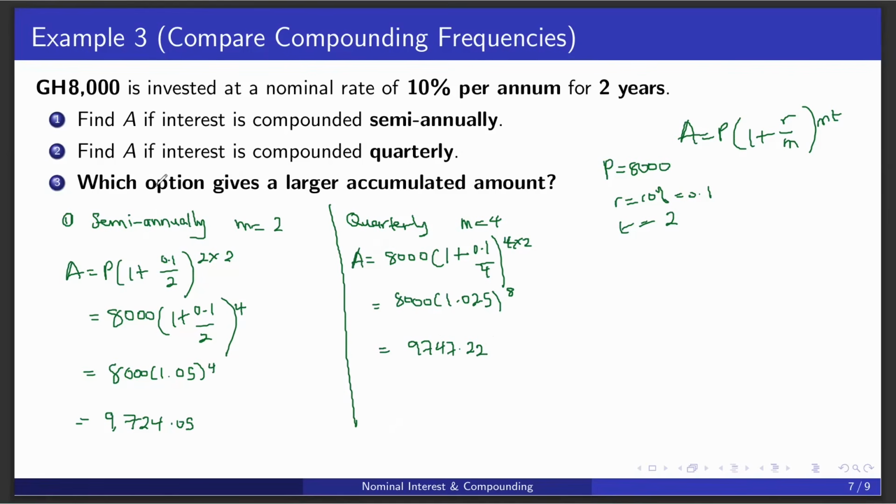So the next, third question is saying, which option gives a larger accumulated amount? The option of quarterly compounding is greater than the option of semi-annual compounding. So this is greater than this. This one is bigger than this one. Therefore, the quarterly compounding gives you a bigger accumulated amount.